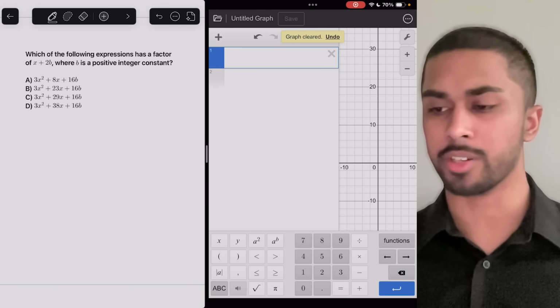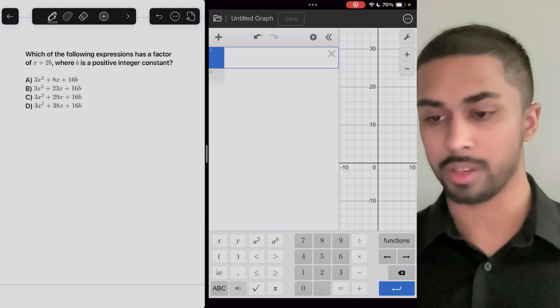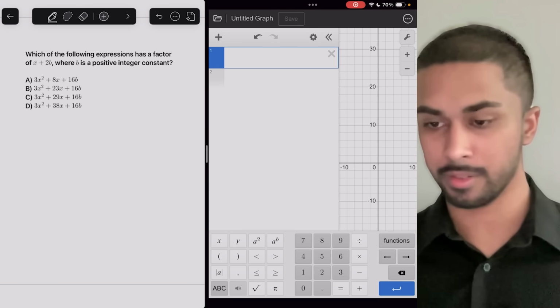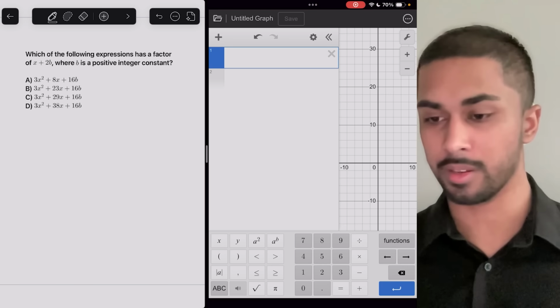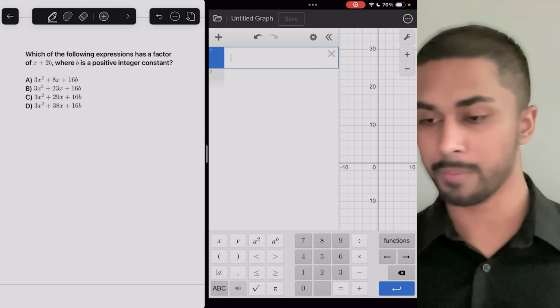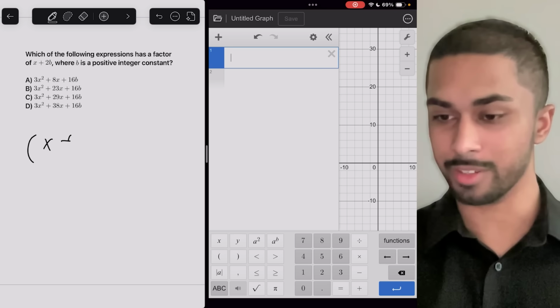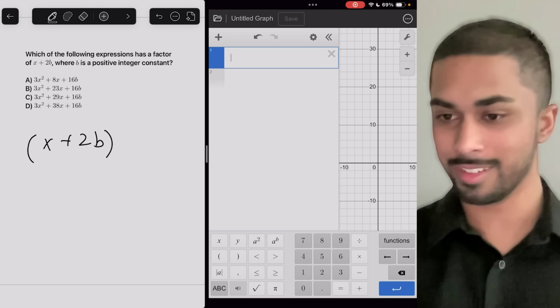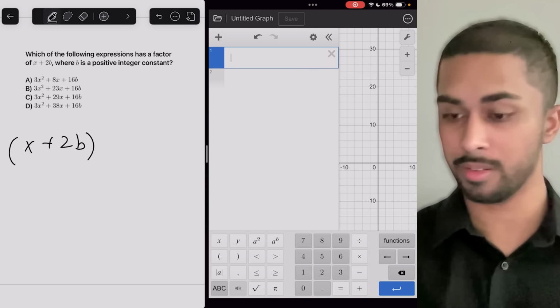Which of the following expressions has a factor of x plus 2b, where b is a positive integer constant? All right. There's a really good chance that this one's on your SAT. Just letting you know. I mean, there's a really good chance any of these are on your SAT, but especially this one. I've seen this one a lot.